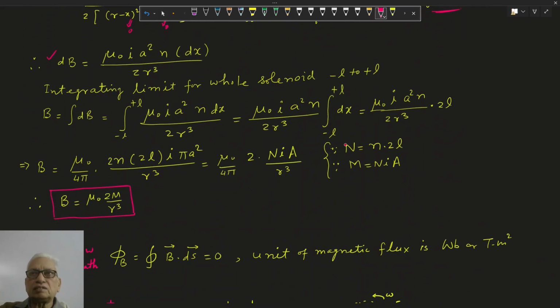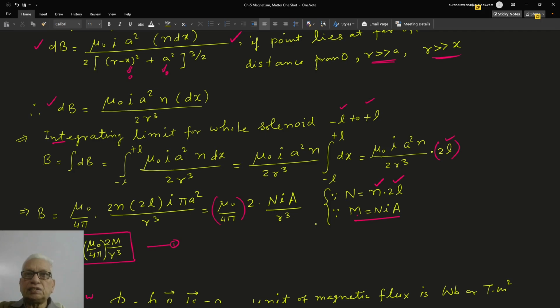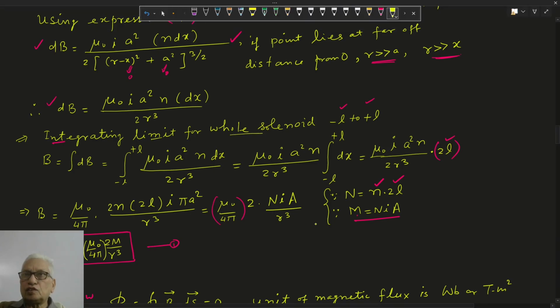Now n is taken out, dx limit is minus L to plus L. So this is x from minus L to plus L. Upper limit minus lower limit, minus plus हो जाए. So हम ऐसे भी लिख सकते हैं, this is 2n into 2l. We are integrating, limit here is for the whole solenoid in minus L to plus L.